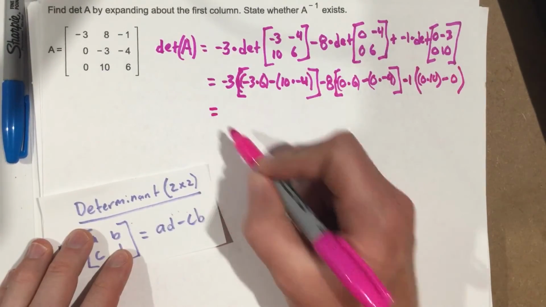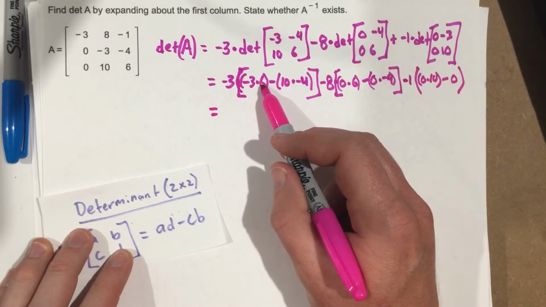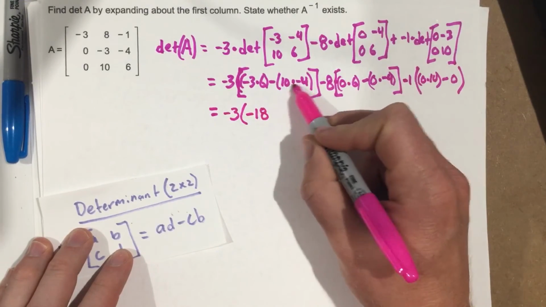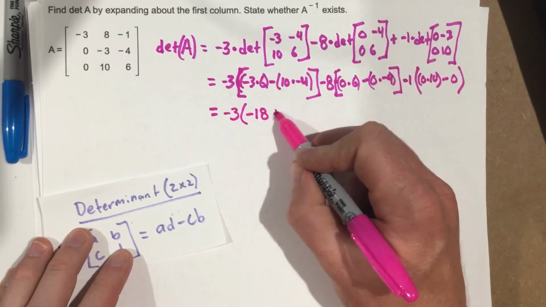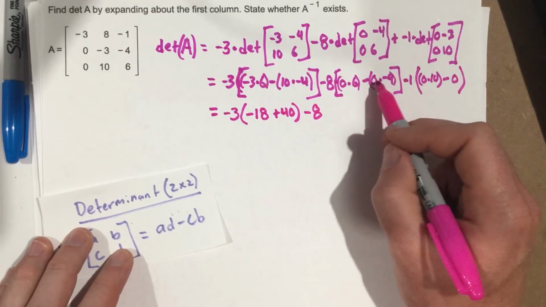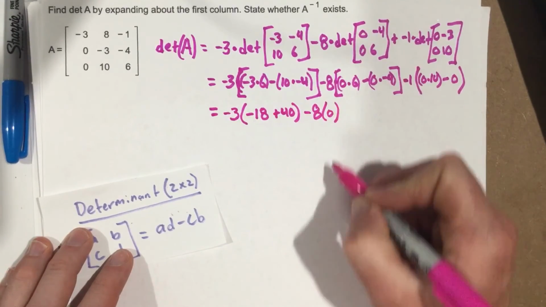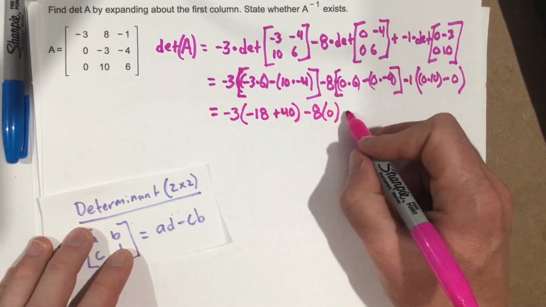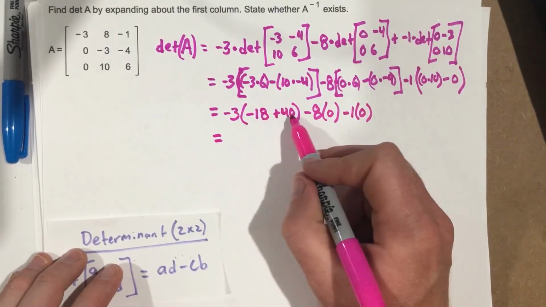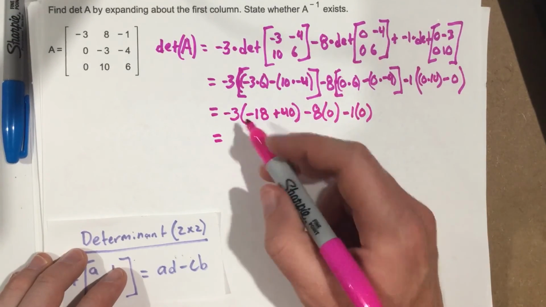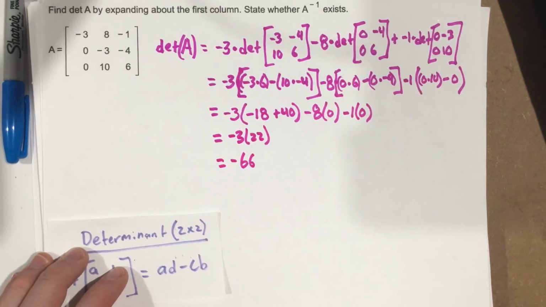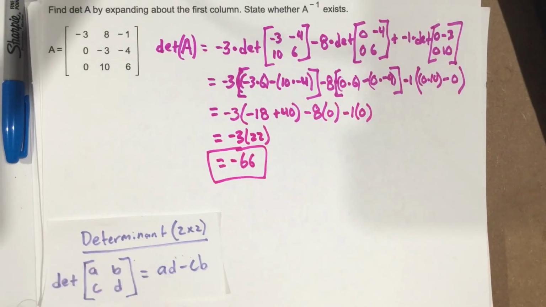All right, let's go through and evaluate this. We end up with negative 3 times 6 in here. Negative 3 times 6 is negative 18. This is negative 40, but this is also a subtraction, so that's plus 40. Minus 8, this is 0 and this is 0, so I end up with 8 times 0. And this is 0 and this is 0, so I end up with minus 1 times 0. So now I end up with negative 18 plus 40 is 22. So negative 3 times 22, which is negative 66. So our determinant for this 3 by 3 is negative 66.